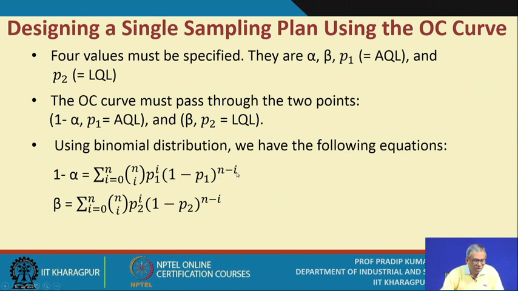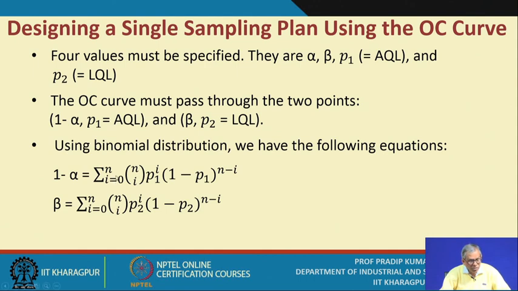Similarly, for beta, this is the sum over i equals 0 to c, where c is the acceptance number, nCi P2 to the power i into 1 minus P2 to the power n minus i. That means these are the two equations you have, and how many unknowns do you have?